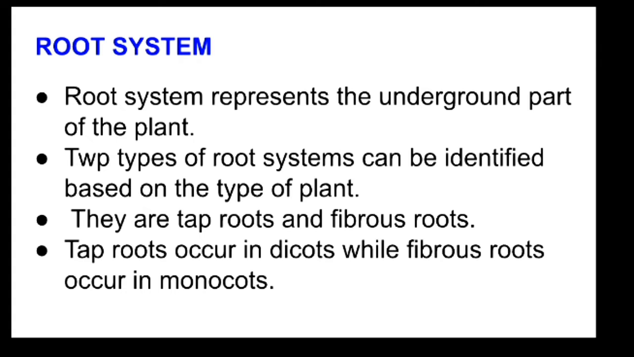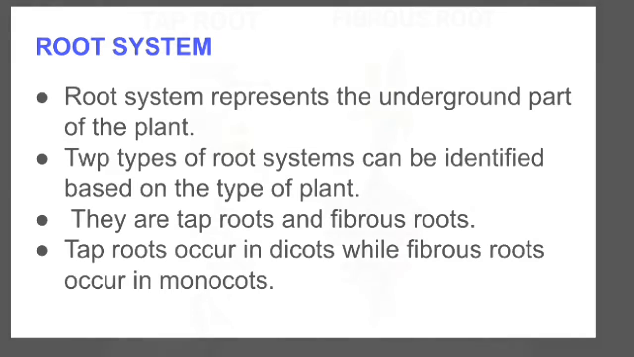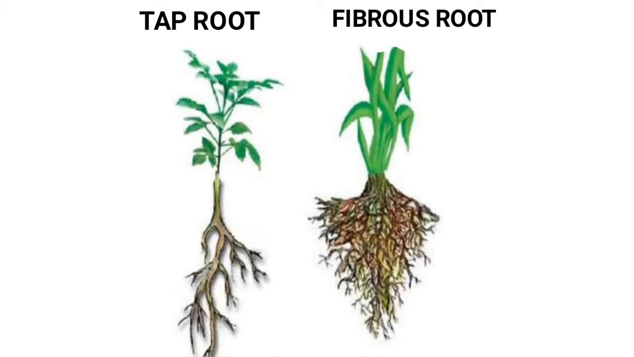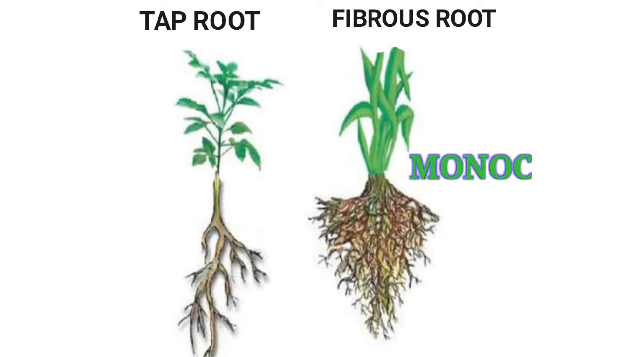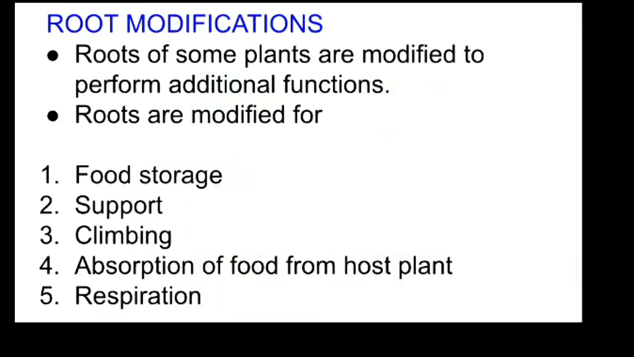First one is the root system. Root system represents the underground part of the plant. There are two types of root systems. They are tap roots and fibrous roots. Tap roots mainly occur in dicots, while fibrous roots occur in monocots. Sometimes roots of some plants are modified to perform additional functions like food storage, support, climbing, absorption of food from host plant, respiration, etc.